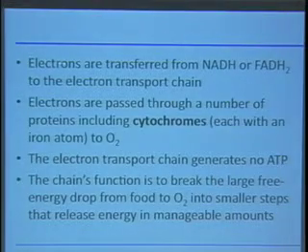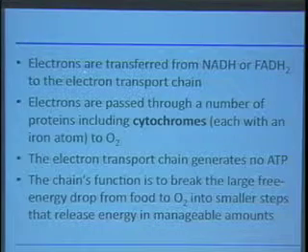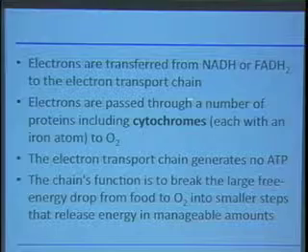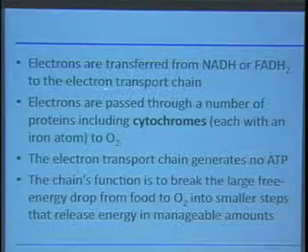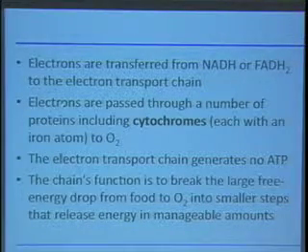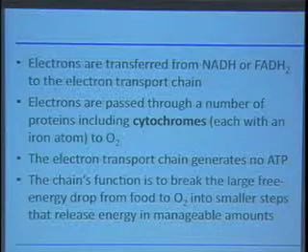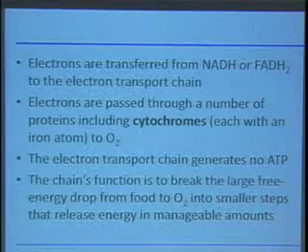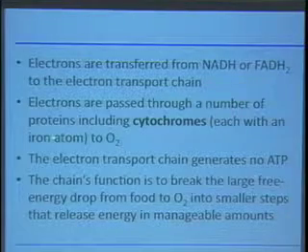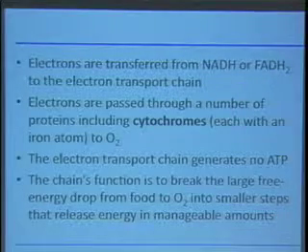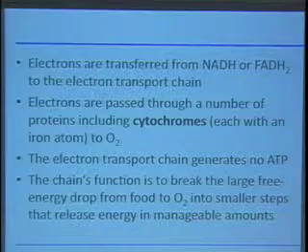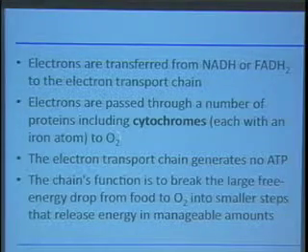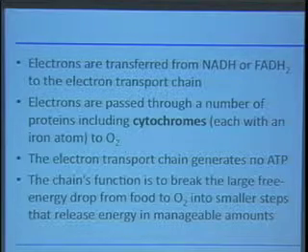All right, so this is sort of summarizing what we said. Electrons are transferred from NADH or FADH2 to the electron transport chain, and they pass through a number of proteins that include these cytochromes that have heme prosthetic groups, each with an iron atom that is able to reversibly accept and then donate electrons, and ultimately we end up reducing oxygen to water. That's what happens at the bottom of the chain.